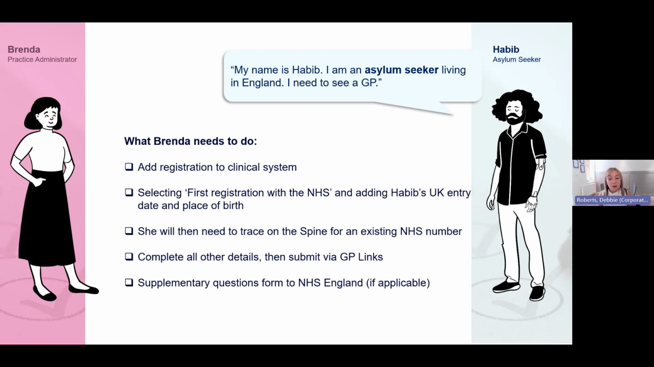So Brenda now needs to start the registration process on the clinical system. She'll need to select first registration with the NHS, and she'll need to ensure that she completes the UK entry date and ideally provide the date of birth. However, that's not a mandatory field. She'll then need to trace the spine for an existing NHS number. Now, if one can't be traced, it's still okay to submit unnumbered, as PCSE will undertake a trace as well. They'll then need to complete all the other fields with the information provided by Habib and then submit the registration via GP Links. Now, if the patient has completed the supplementary questions, then she can scan that form and send that to the NHS England cost recovery team.